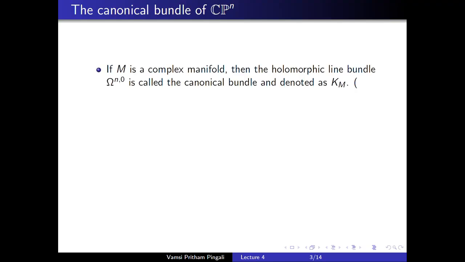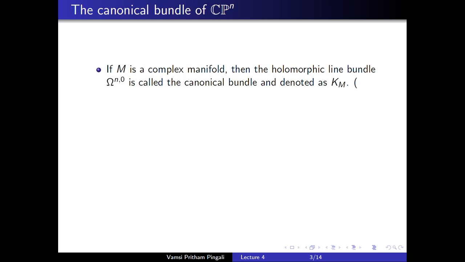So let us define a special line bundle on complex manifolds. If M is a complex manifold, you have the holomorphic tangent bundle, you have the holomorphic cotangent bundle, but these are not line bundles, right? How do you create a one-dimensional vector space out of a given vector space? Take the top exterior power, that is one-dimensional, right? So the top exterior power of the cotangent bundle, namely the bundle of n,0 forms, that's a very important line bundle. It's given a name. It's called the canonical bundle.